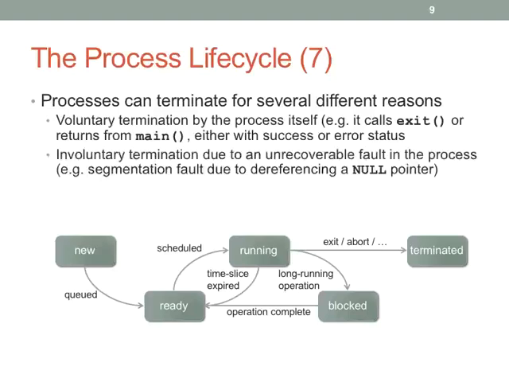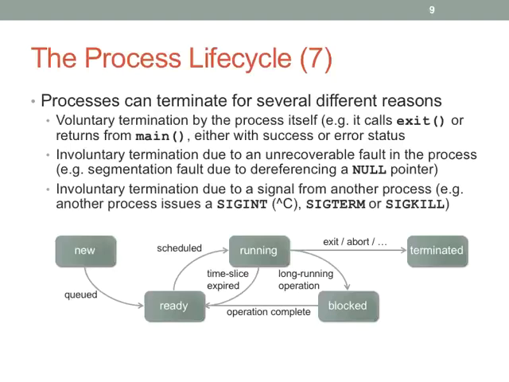Involuntary termination due to an unrecoverable fault in the process: you generate a seg fault, or some other issue occurs and you get a signal that kills you. Or involuntary termination due to a signal from another process. So I Control-C a process and it sends a SIGINT, and the default SIGINT handler is to kill the program. Or SIGTERM, which again by default kills the program, but you can handle it and ignore it if you would like. SIGKILL thankfully cannot be ignored. The number for that is 9. So if you ever do a kill -9 to a program, which you have to do from time to time, it sends a SIGKILL to the program.